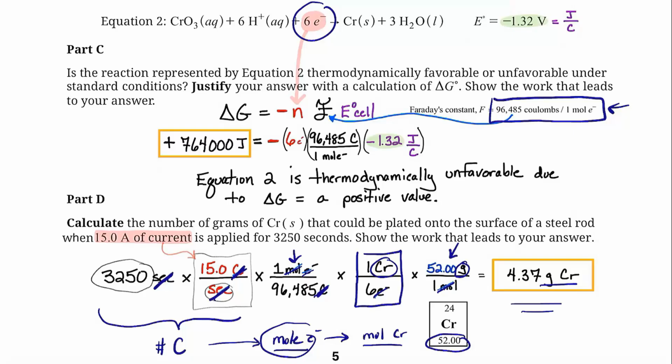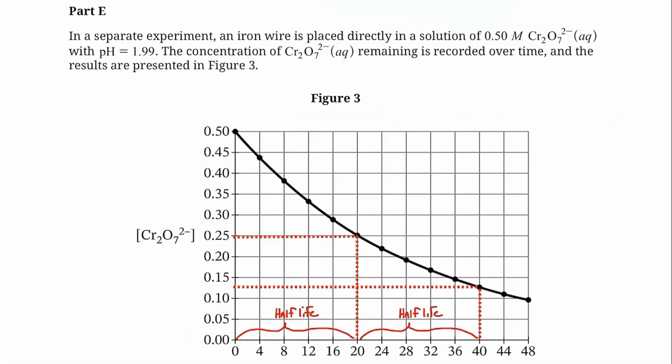Okay, in any case, on to part E of question number 2. Question number 2, part E. In a separate experiment, an iron wire is placed directly in a solution of 0.5 molar dichromate ion with a pH of 1.99. A lot of information here. The concentration of the dichromate ion remaining is recorded over time, and the results are presented. So we've got a reaction.